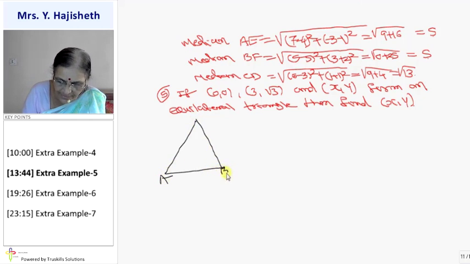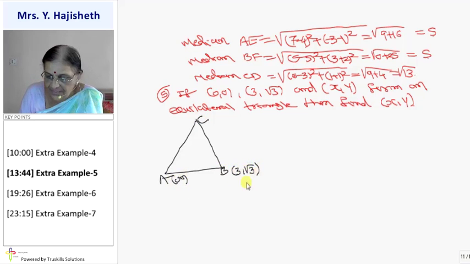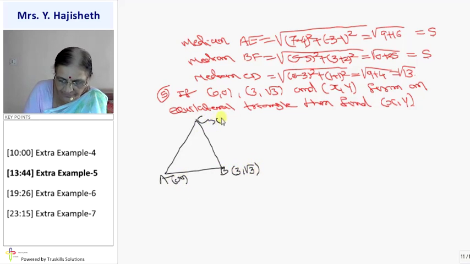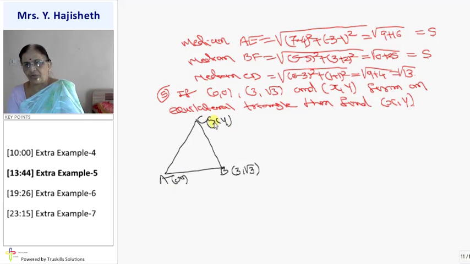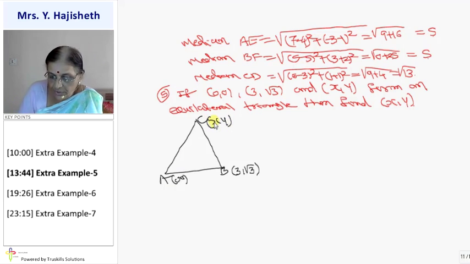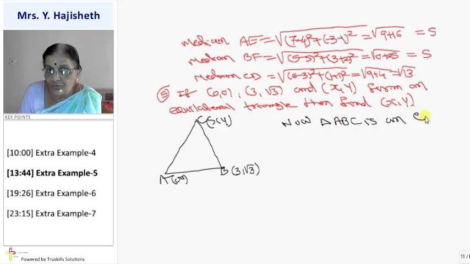A, B, C. A के कोऑर्डिनेट हमने 0, 0 दिया है, B का दिया है 3, √3 and C का XY दिया है. And I have to find out the coordinate of C. So, now triangle ABC is equilateral triangle. Plane geometry का नॉलेज यूज करो. In an equilateral triangle, तो equilateral triangle में क्या इक्वल होता है?